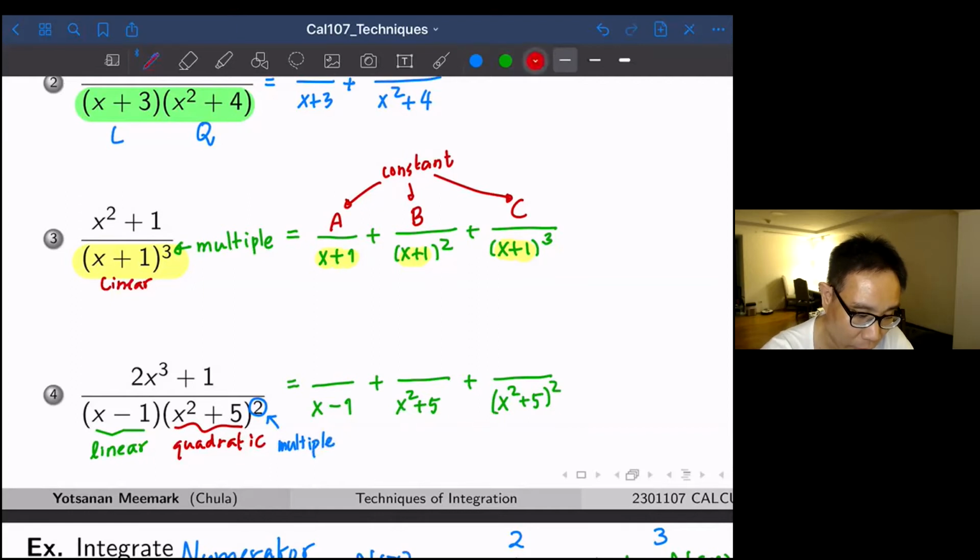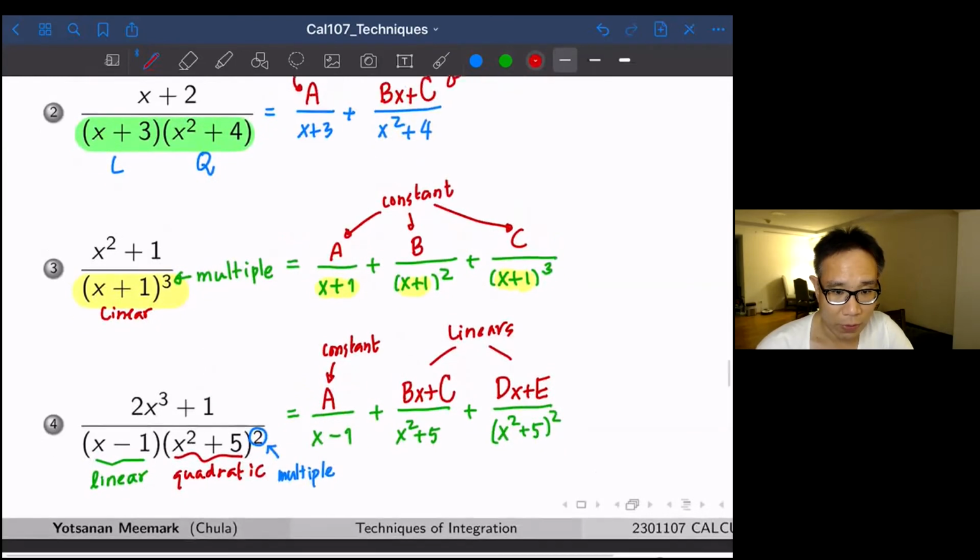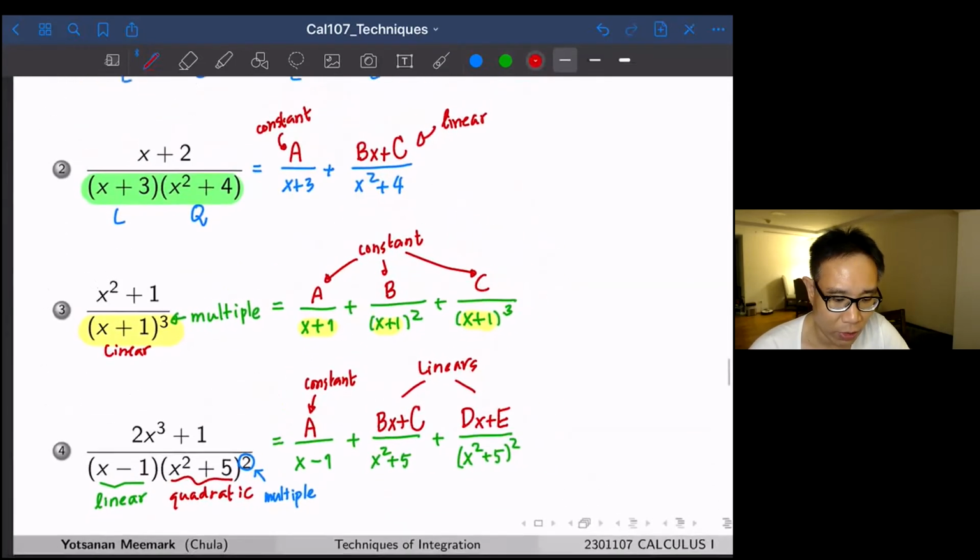And for this one, if you have linear on the bottom, you're going to have constant on top. So this one turned out to be constant. And if you have quadratic on the bottom, you're going to have linear. So you would write Bx plus C, and for the x squared plus 5 squared, it's going to be Dx plus E. Okay, and you see that you have linear on the numerator. So this is how we do the partial fraction decomposition.